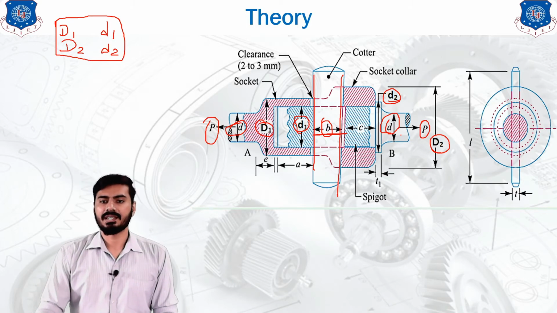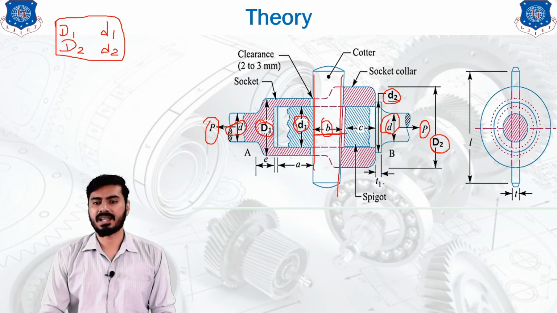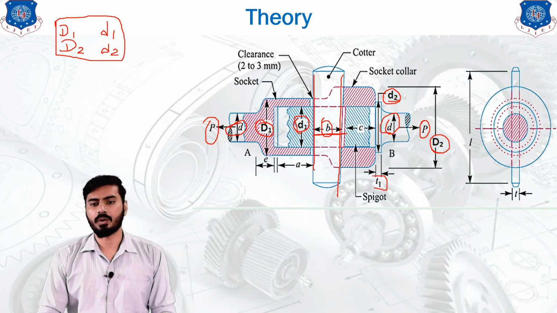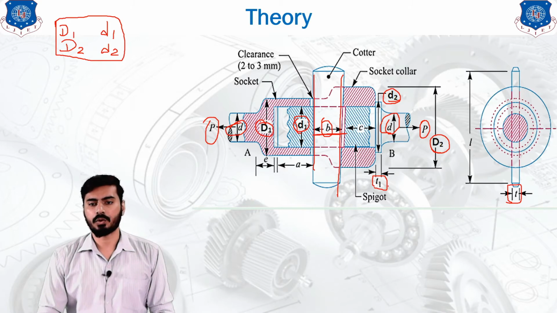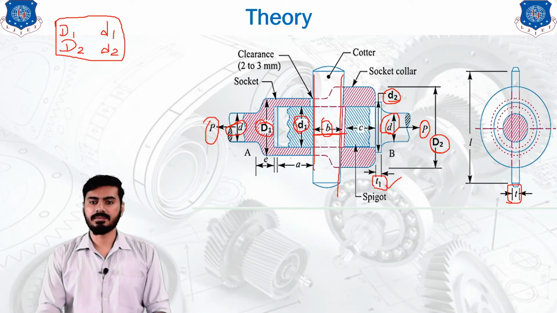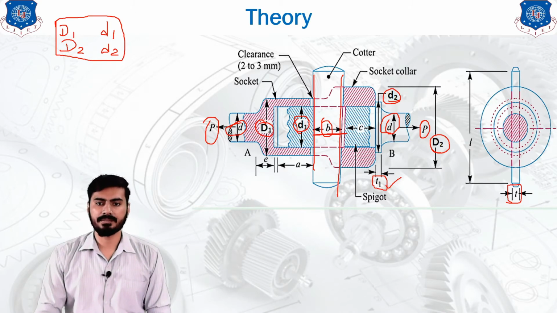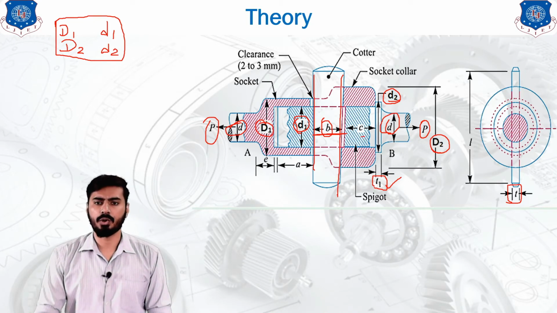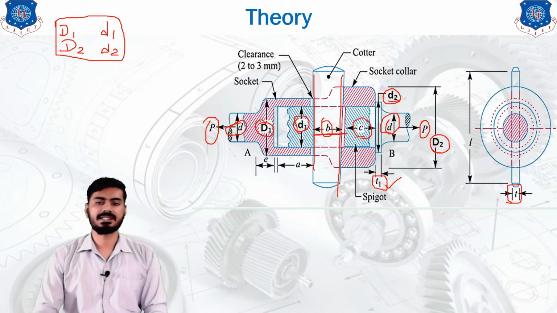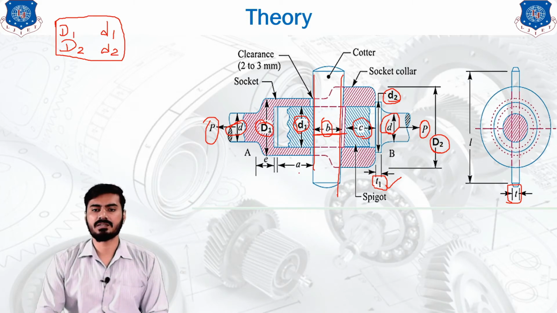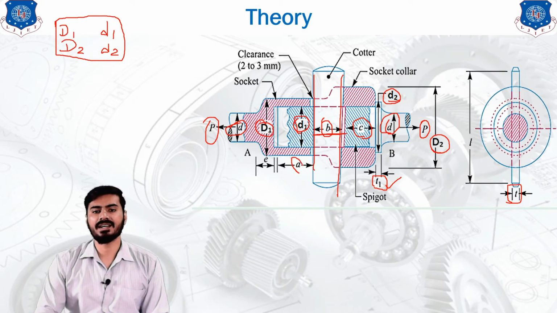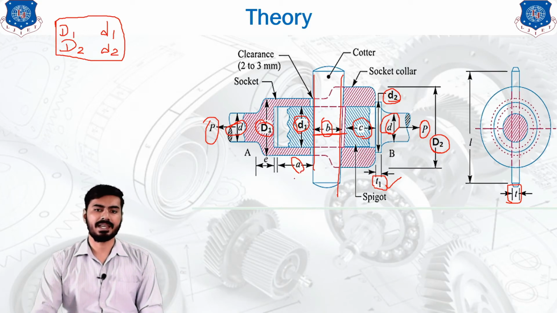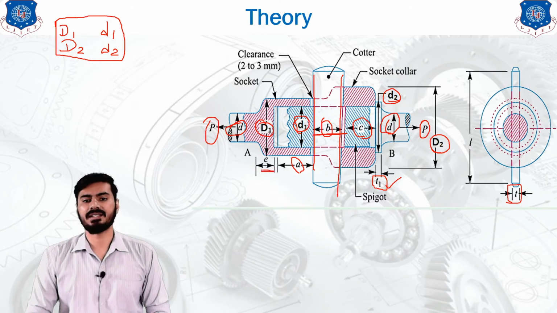Now we will see that there are other dimensions, like the thickness of the cotter is t and the thickness of the spigot collar is t1. Okay, so this was the dimension. This distance between the slot and the socket end is c. This distance from the slot and the rod end is a, and this is the eccentricity e.